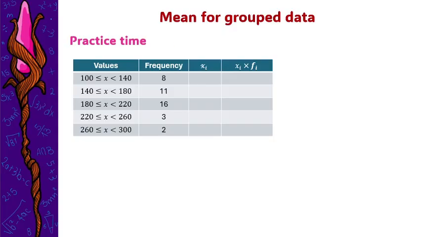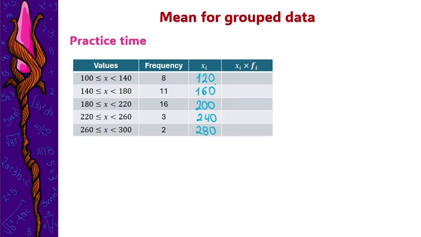Okay, let's see. First we need the value that is right in the middle between 100 and 140. We could add them together and divide by 2 to find the one that is right in the middle. 100 plus 140 is 240, divided by 2 is 120. And of course, it is the number that is right in the middle of these two. Same thing with the others: 160, 200, 240, and 280.